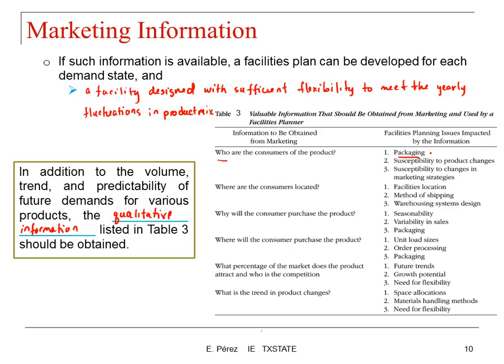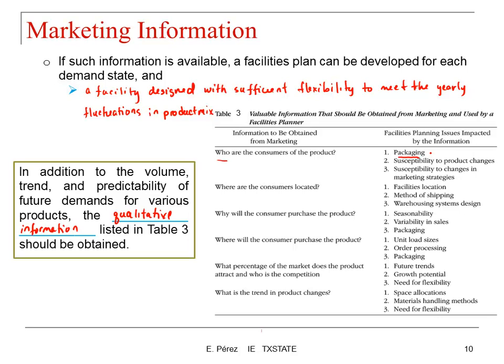Where are the consumers located? That will affect the location of your facility and the method of shipping, so you might be able to send that by mail or probably have to have some trucks to send those products. Warehousing system design. So if we have large products, that would also change the strategy that you have for sending those products. Why will the consumer purchase a product? Is that affected by seasons or variability in sales? Strategies in terms of marketing, if you are having sales, you're having coupons and so on. Where will the consumer purchase the product? That will determine the size of the lots and also your storage requirements and so on.